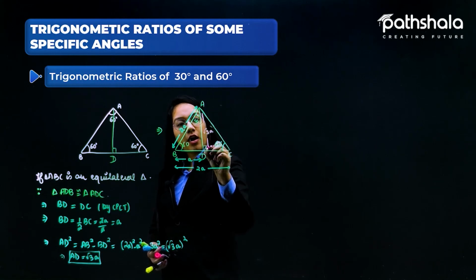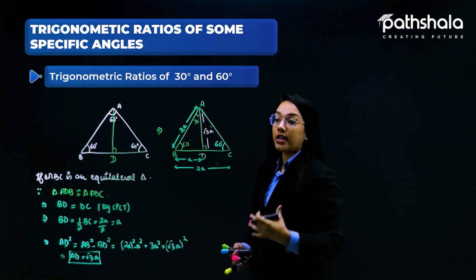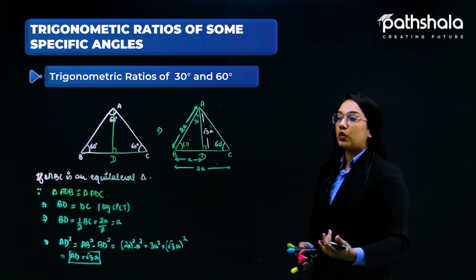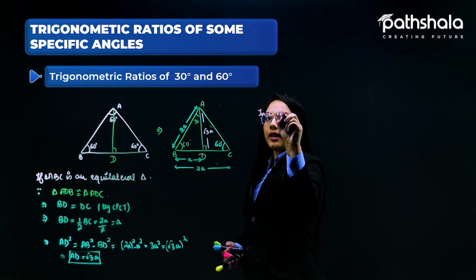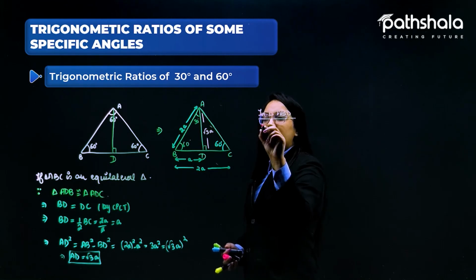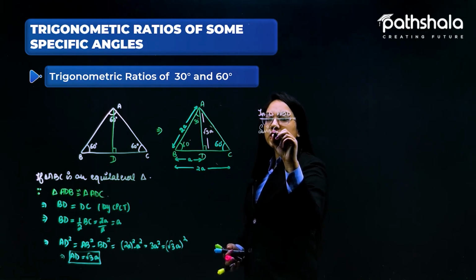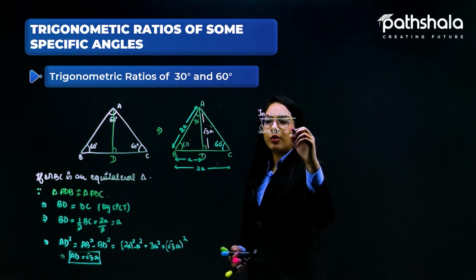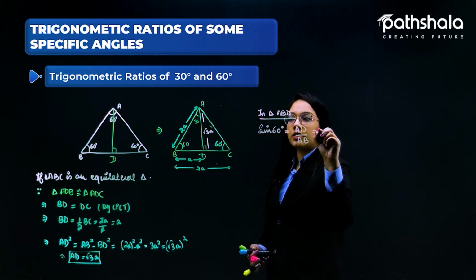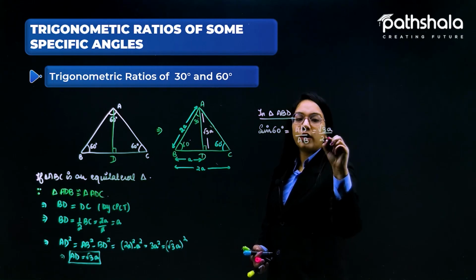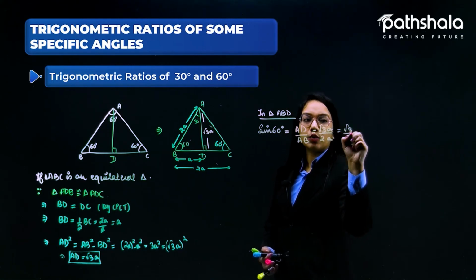And since this is root 3A, we can further find out tan 30, sine 30, 60 and so on. So let us suppose I'm concentrating on the triangle ABD, and let's calculate sine of 60 first. Sine of 60 means perpendicular by hypotenuse. Perpendicular is AD, hypotenuse is AB. So this is root 3A by 2A. A gets cancelled. This is root 3 by 2.